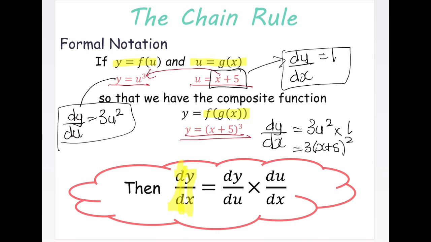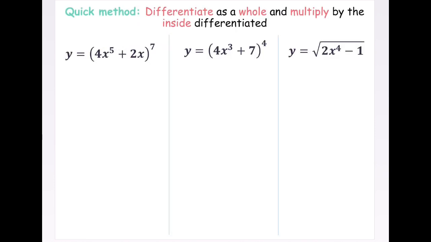Now that's quite cumbersome, having to write it all like that formally. So let's go over a quick method to help us do this. Okay, so this quick method, what we do is we differentiate it as a whole, and then we multiply by the inside differentiated. Now, this is my inside, okay, the yellow bit highlighted. That is my inside bit. So I've highlighted all of that. Okay, so I'm going to differentiate it as a whole. Basically, I'm going to ignore the yellow bit initially, and then I'm going to multiply by the yellow bit differentiated. Okay, so the inside differentiated. Okay, let's see what that looks like.